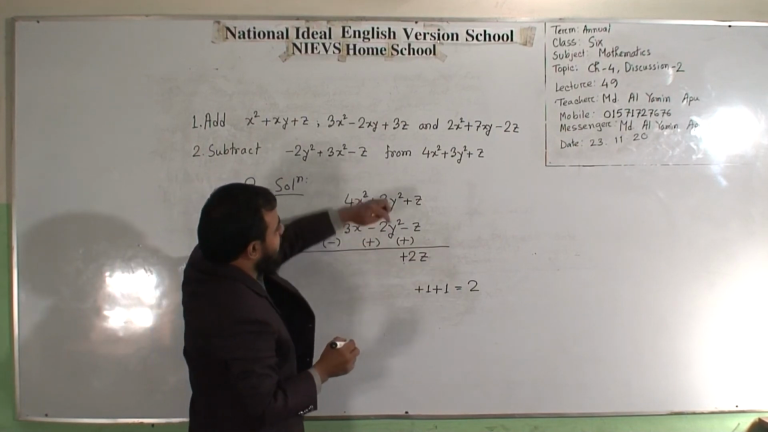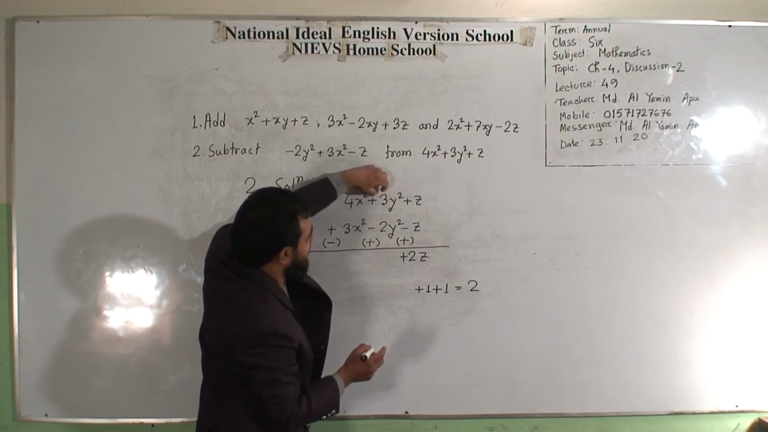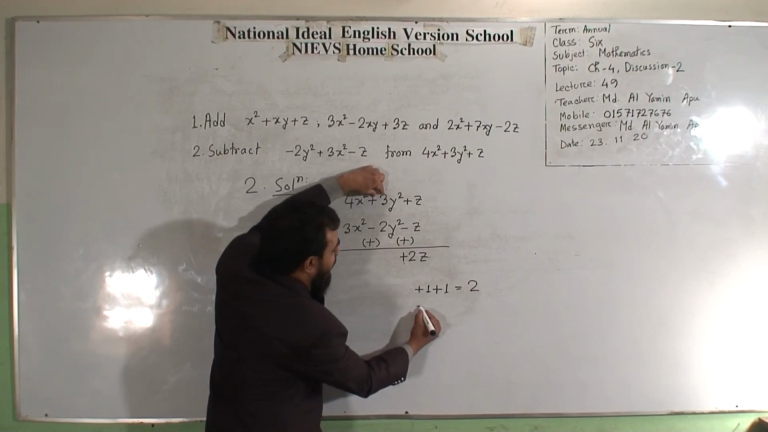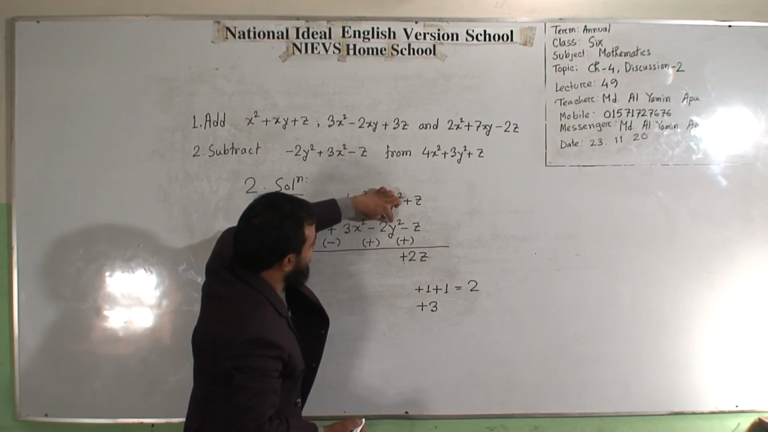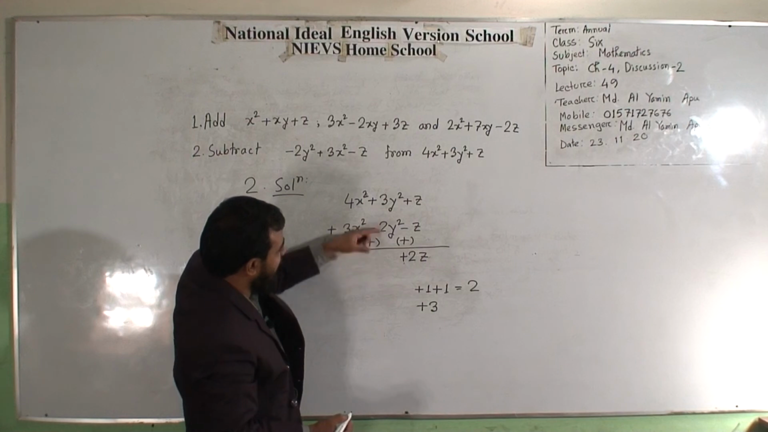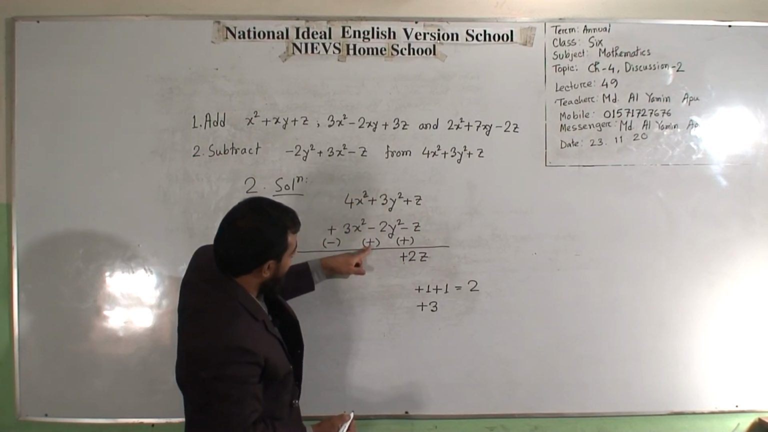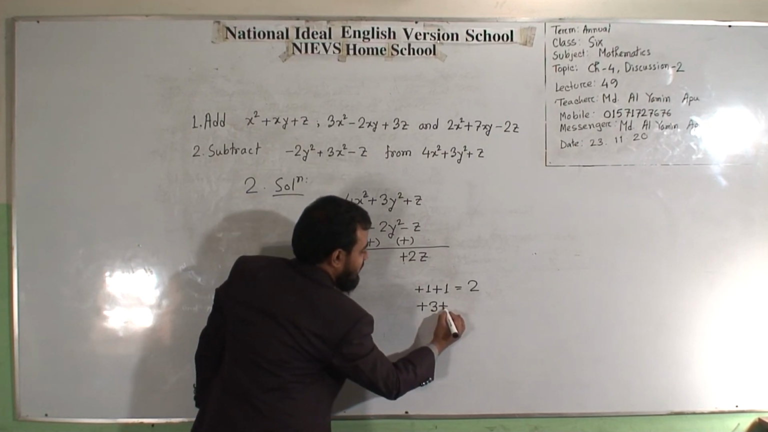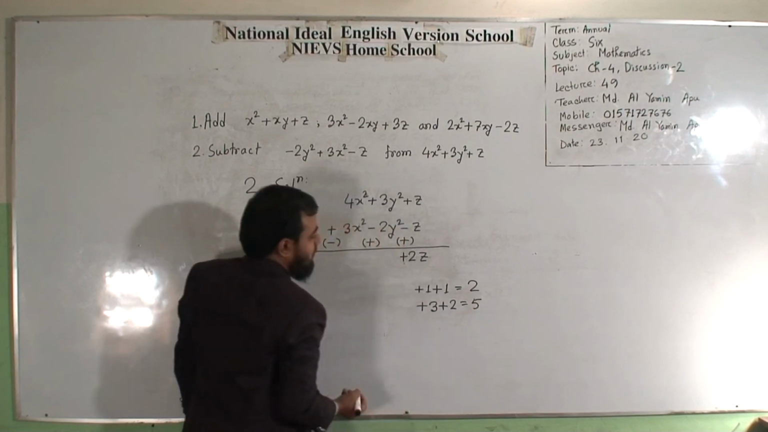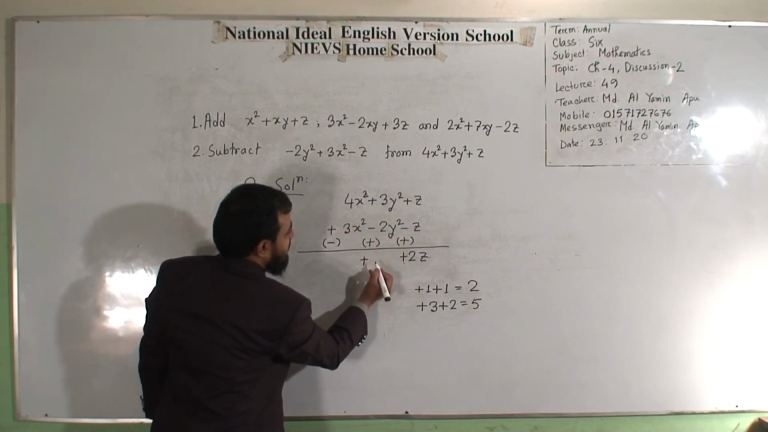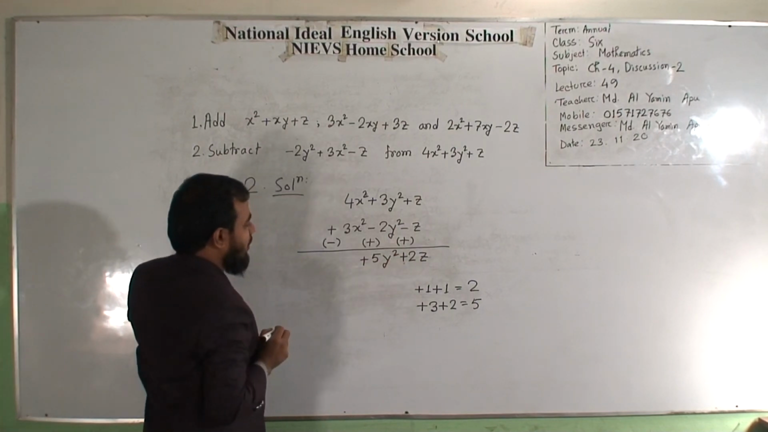Now the next one, y square has plus 3 as coefficient. That is why our first numeral will be plus 3. And this twice y square has a plus sign now. That means y square has plus 2 as coefficient. That is why plus 2 will be our second numeral. Now what should it be? It will be nothing but 5. So the answer will be plus 5y square. Okay, dear students.